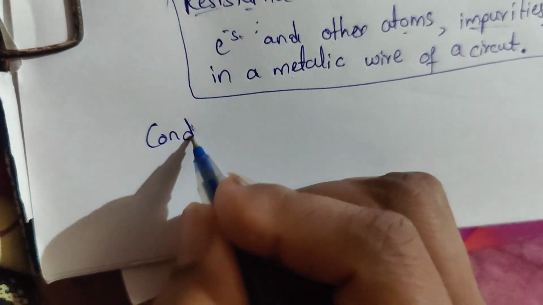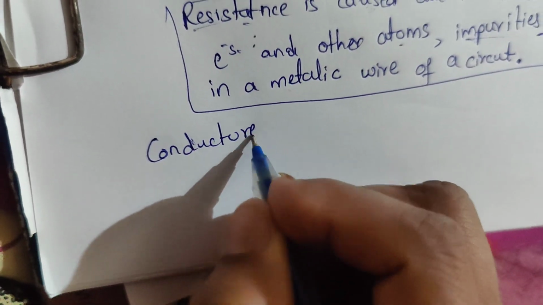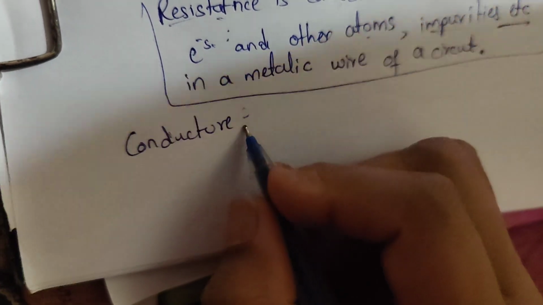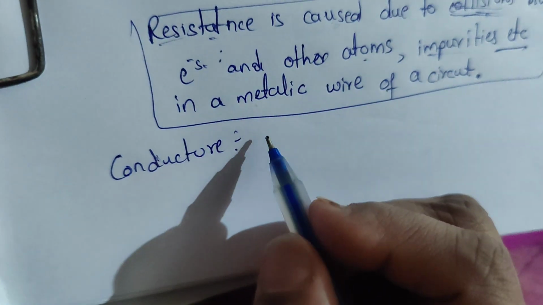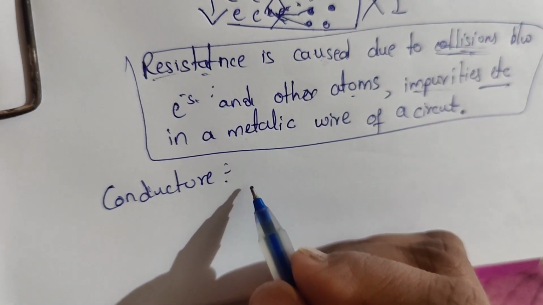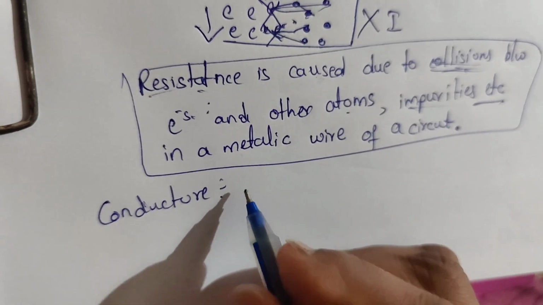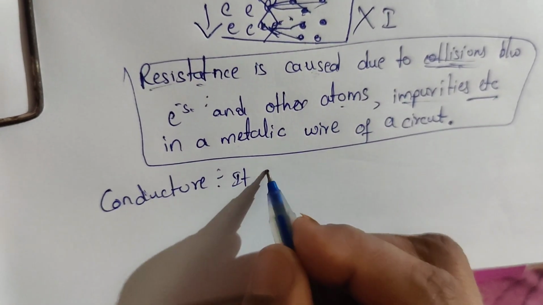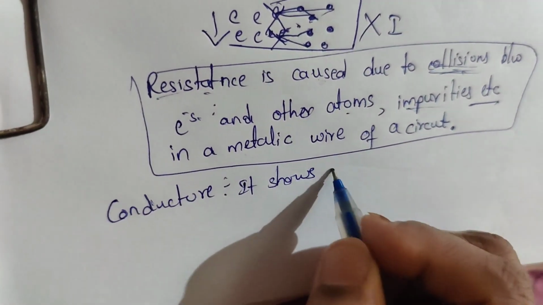A conductor shows easy movement. Here a conductor shows easy movement of electric current, easy movement of electrons, and then electricity is generated. So this conductor shows easy movement.